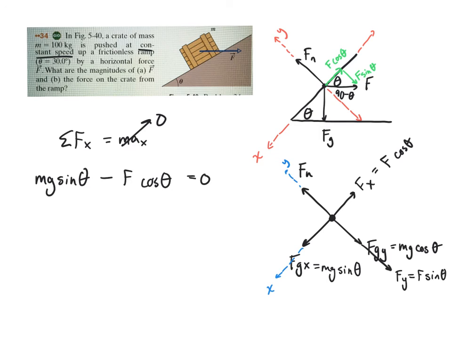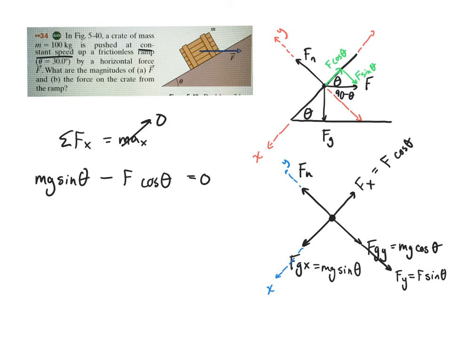Again, I'll point to it so you can see it better. Down the ramp is mg sine theta. We're calling that the positive x direction. Up the ramp is f cosine theta. We're calling that the negative x direction, so that gets a negative sign. It doesn't matter if you call up the ramp positive, that's fine. If you call up the ramp positive, what happens to these two? They just switch each other. That's it. So that's my x equation.